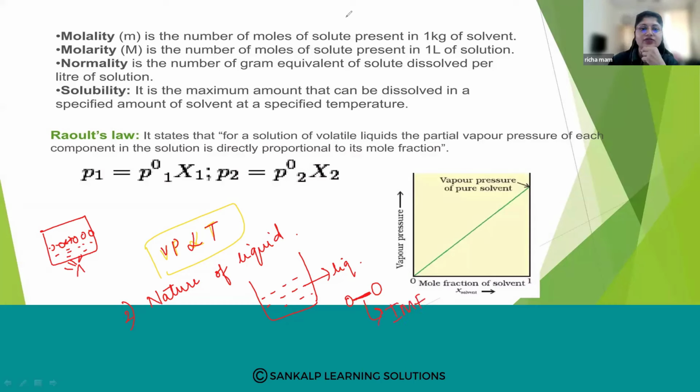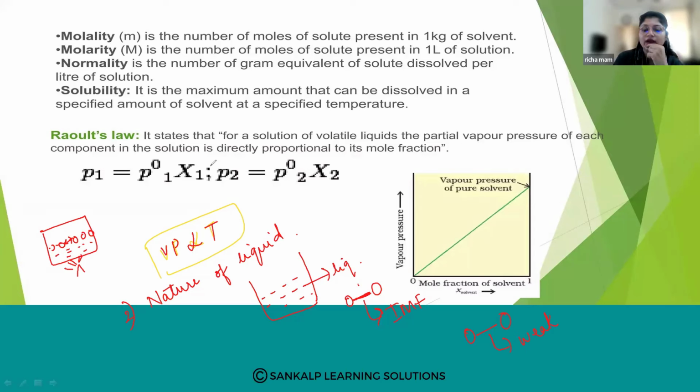And due to the presence of these intermolecular forces, what will happen? If there are strong forces, it is very difficult to break down the molecules. And if there are weak forces present between the atoms, they will be easily broken. The bonds can be easily broken. So the weaker the intermolecular forces, the more the vapor pressure will be.